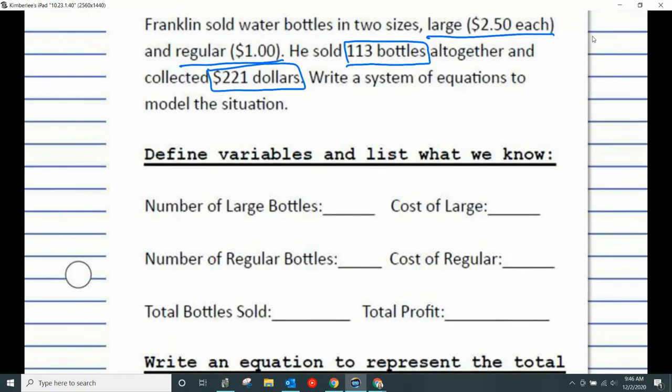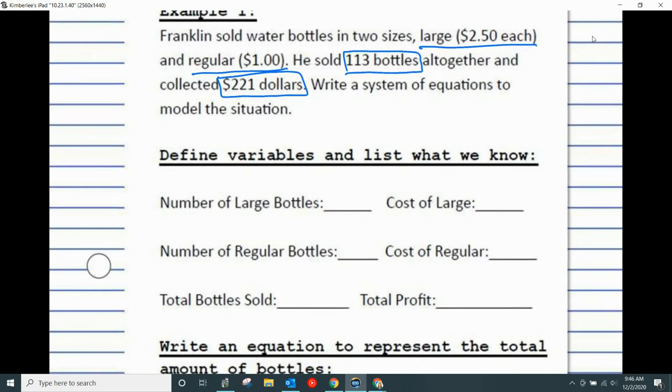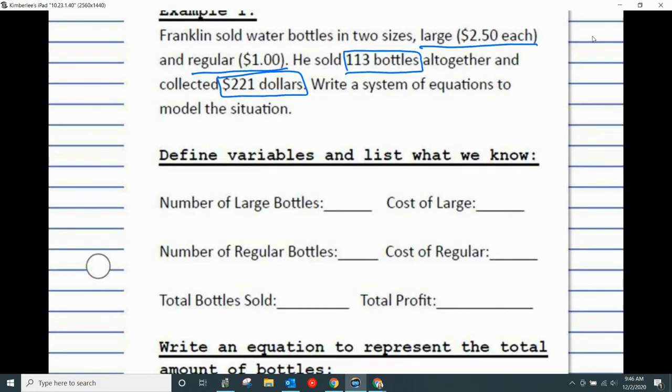So we need to first define our variables. Because we have 2 equations we're writing, we're going to have more variables, and we have a lot of information that's really been given to us. So we need to identify all that information first. So first of all, I look and I say, well, okay, do I know the number of large bottles that he sold? Did they tell me that? Well, they told me how many bottles he sold altogether, and they told me how much money he made total. So they gave me 2 totals, the total bottles and the total money.